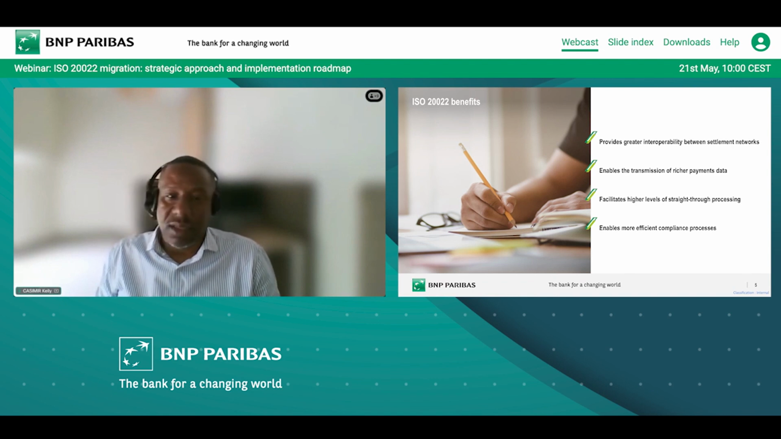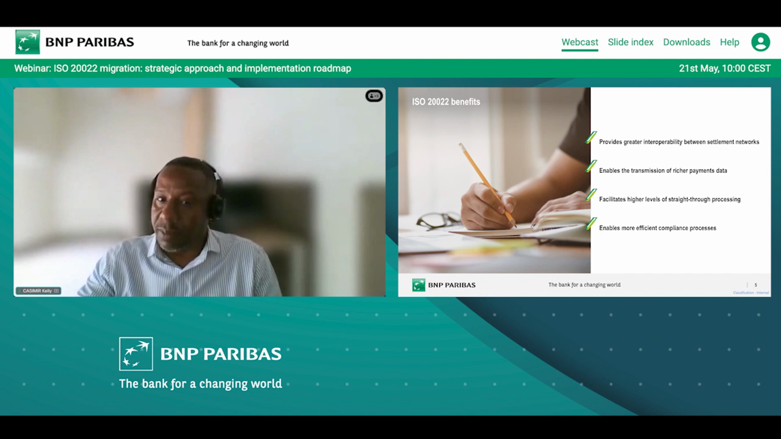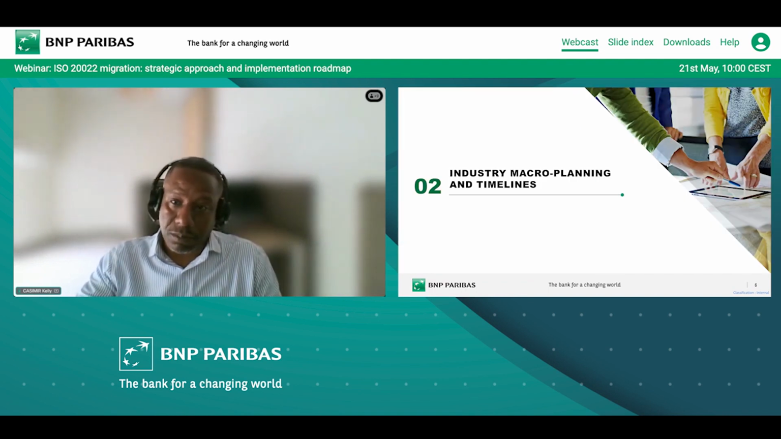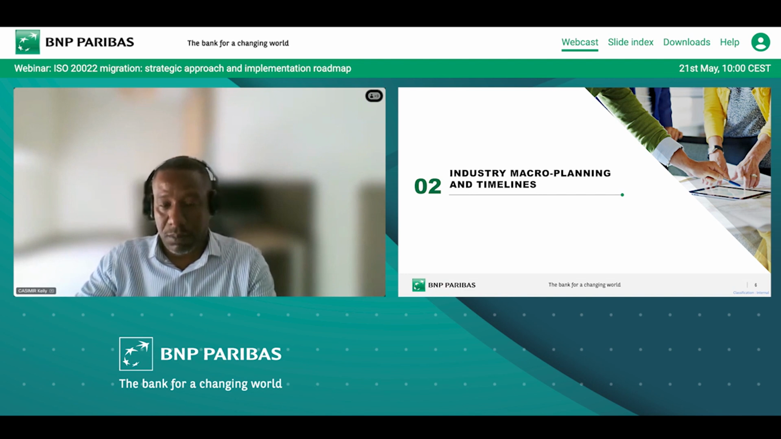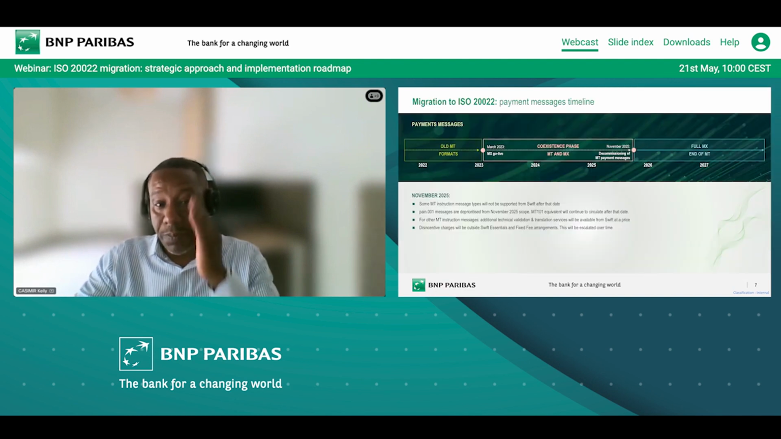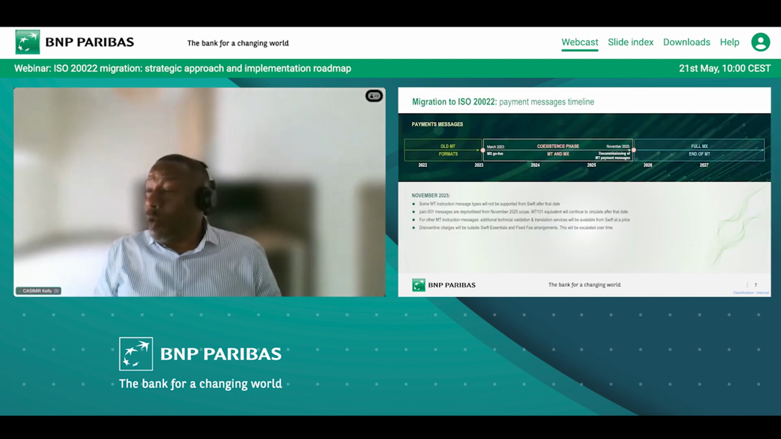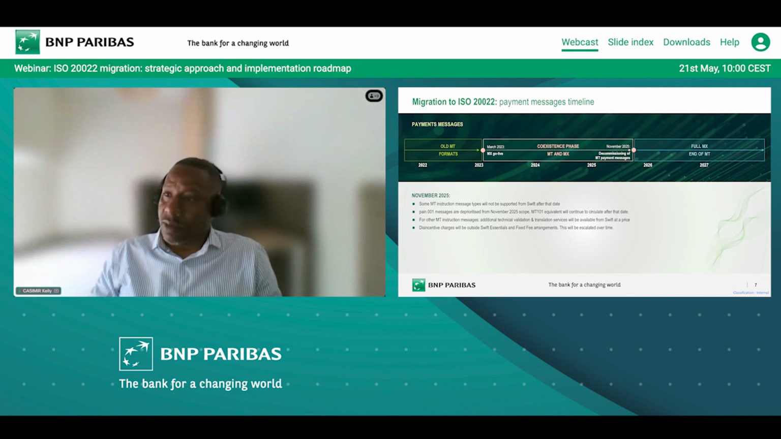Now let's see the industry macro planning and timelines. As part of the global migration to ISO 20022, SWIFT has defined a phased approach covering different message categories. Let's take a look at the key milestones for payment, reporting, and exception and investigation messages. So first, with the payment.